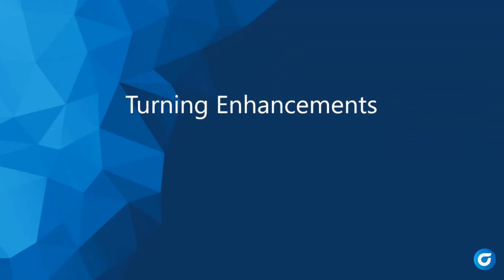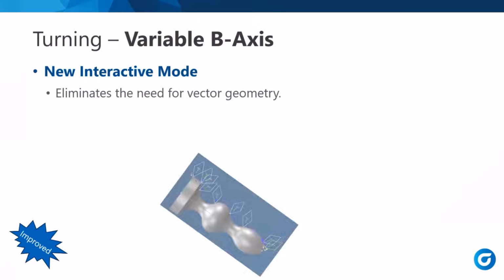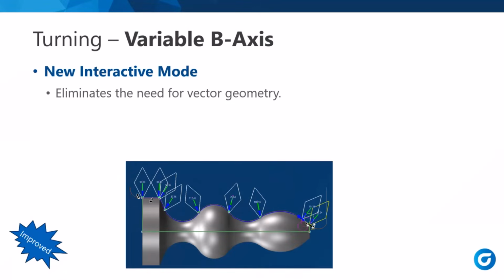All right, we're going to look at a couple of turning enhancements. We have a new interactive mode for variable B-axis. If any of you have done this type of turning, you know that dealing with the vectors, drawing your line segments and all, is just not fun. Let's just be honest. It gets the job done, but often, especially when you have to go back and edit and modify it, it's very difficult.